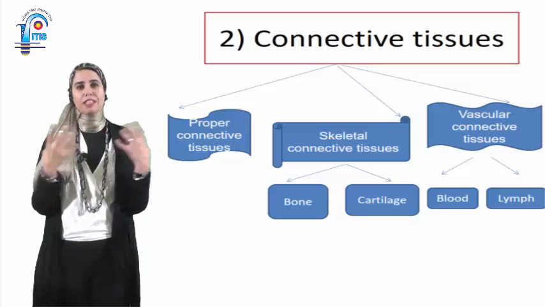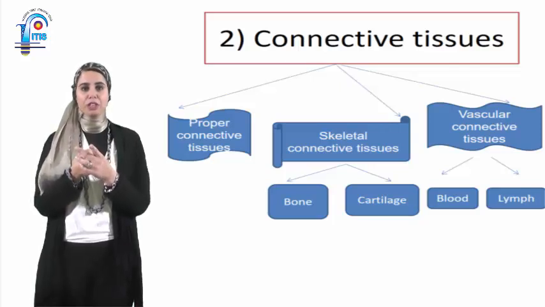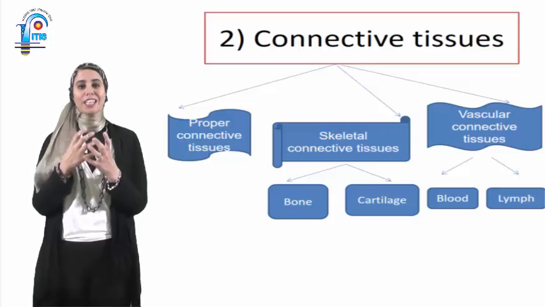Next slide. We're going to talk about the second type of tissue, which is the connective tissue. Connective tissue means that they are connected to each other. Cells are connected to each other. The first type of the connective tissue is the proper connective tissue. These are found in the parts of the alimentary canal organs.